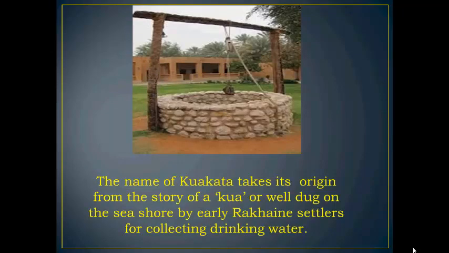Here we see an image and in the below we see our text. So let's read. The name of Kuakata takes its origin from the story of a kua or well dug on the seashore by early Rakhine settlers for collecting drinking water. Here we see an image of Kuakata, the creation of Kuakata and what is its origin. Of course you have to know. So now let's see in another slide.